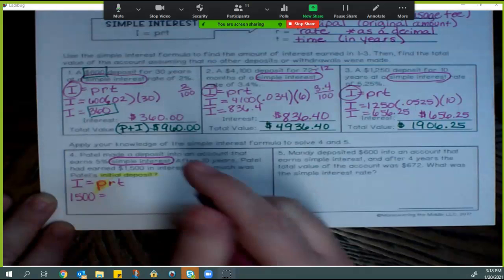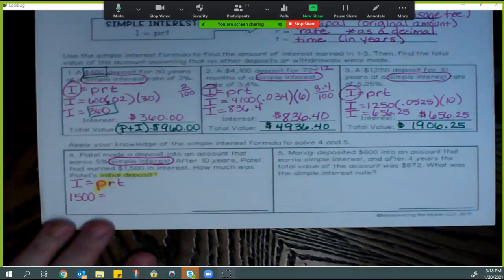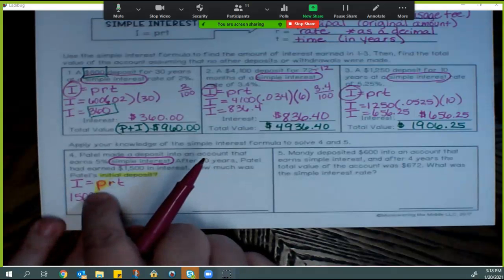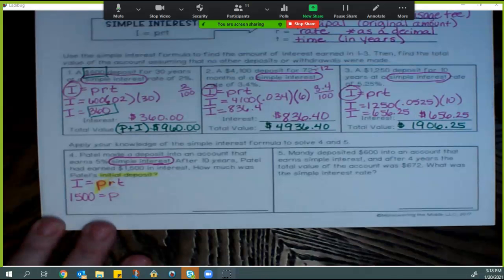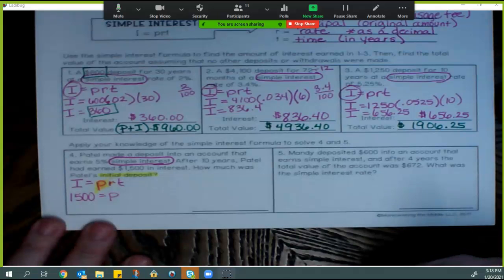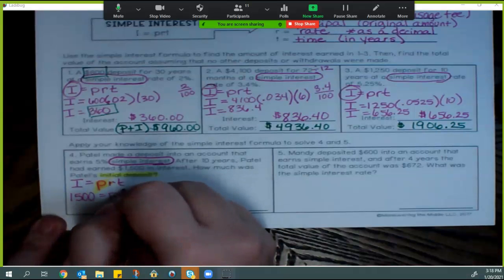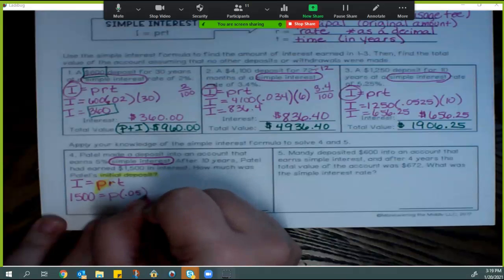Alright, that got messy. We're solving for P, not R. Okay, so we don't know the principal, do we? Because that's what we're trying to find out. So we keep the P. That's the variable we're going to use. Alright, R for rate. Did it give us an interest rate? What did it give us? 5%, so I got to put that as a decimal. 0.05.